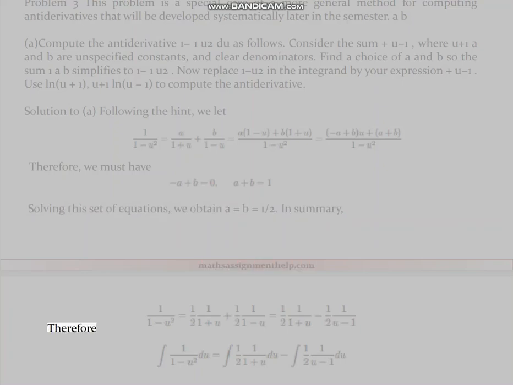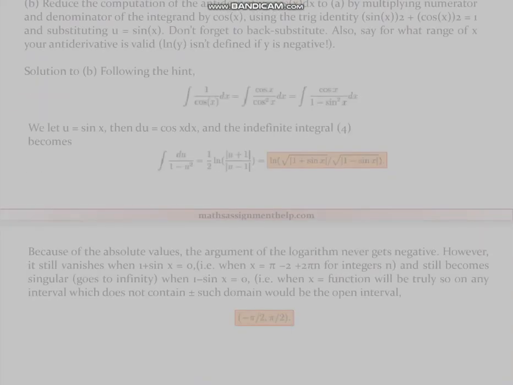Therefore, B. Reduce the computation of the antiderivative of sec x dx to A by multiplying numerator and denominator of the integrand by cos x, using the trig identity sin²x + cos²x equals 1, and substituting u equals sin x. Don't forget to back substitute. Also, say for what range of x your antiderivative is valid. ln y isn't defined if y is negative.